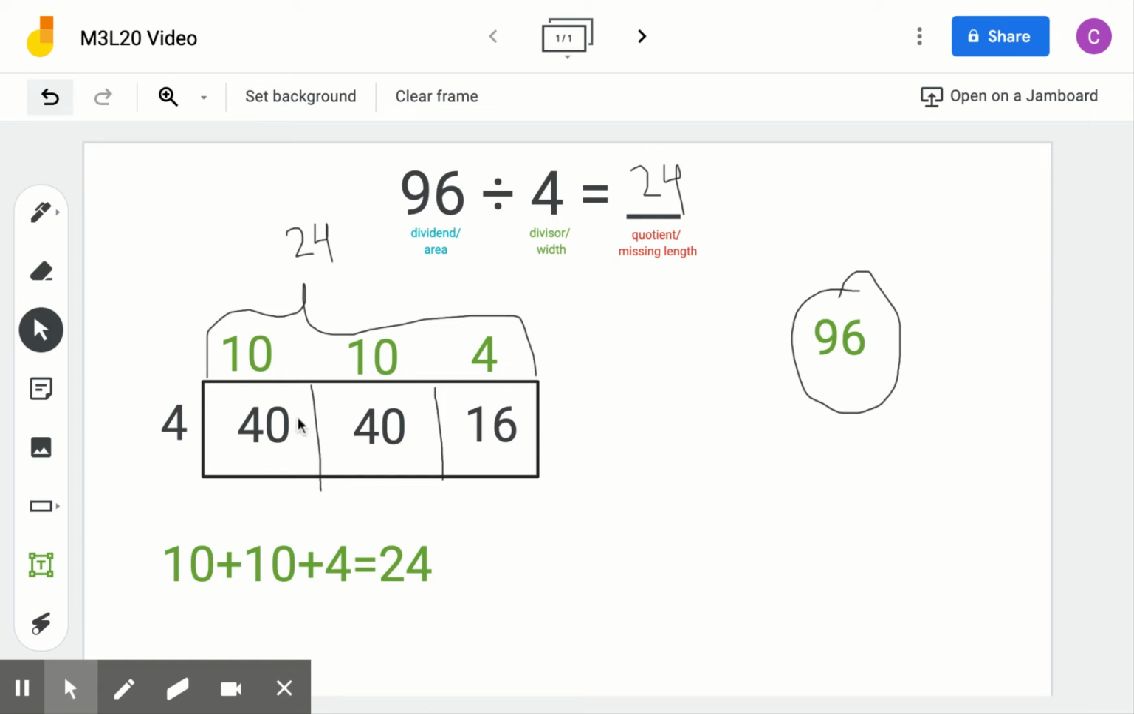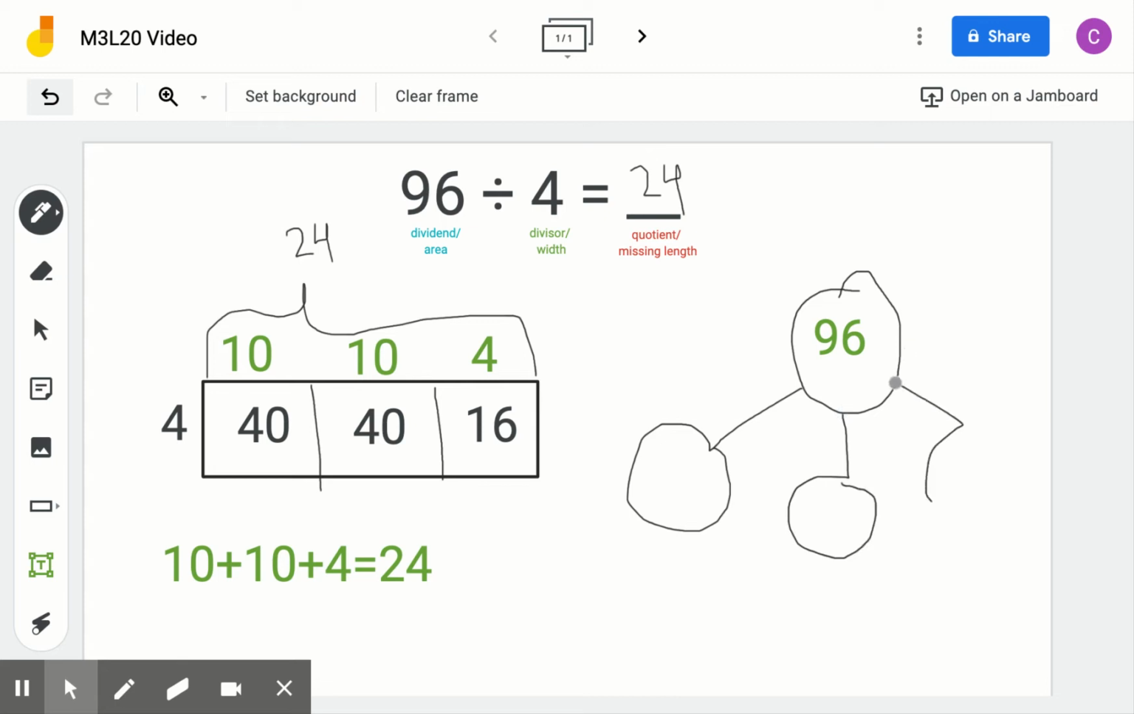We took 96 and broke it into a 40 plus a 40 plus a 16. Let's do the same with our number bond. Let's break this 96 off into 3 parts. And we can use the same 3 parts. It's just a different way to visualize dividing. All right, so we have our 3 parts.